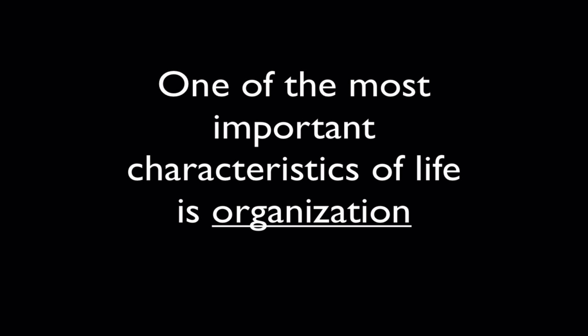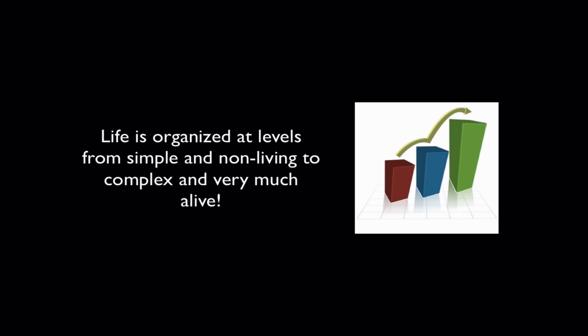Okay, one of the most important characteristics of life is that it's organized. This means that living things are assembled or put together or interact with each other in a definable way, in an organized way. It's not random. And life is organized at levels from very simple and non-living to very complex and very much alive. So this idea of levels is important.